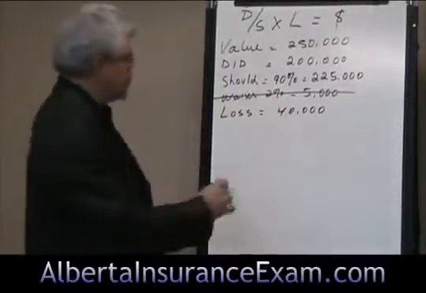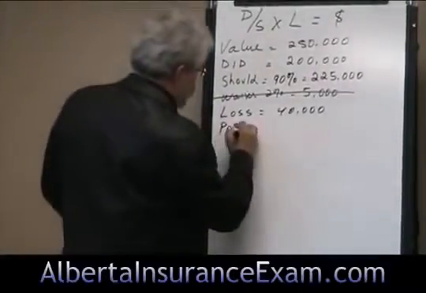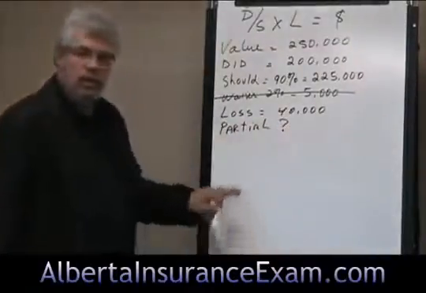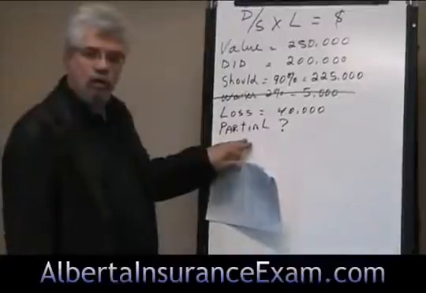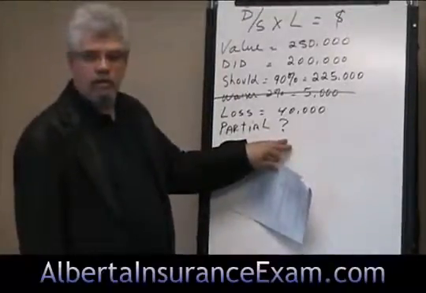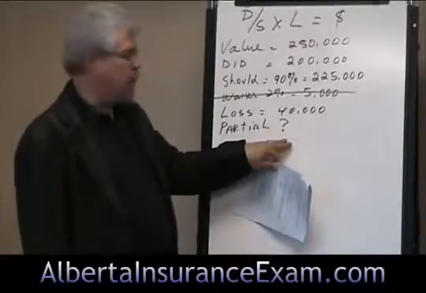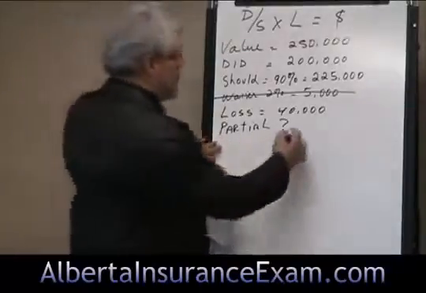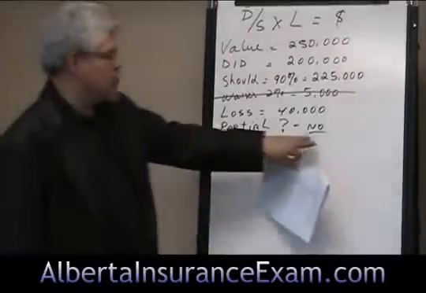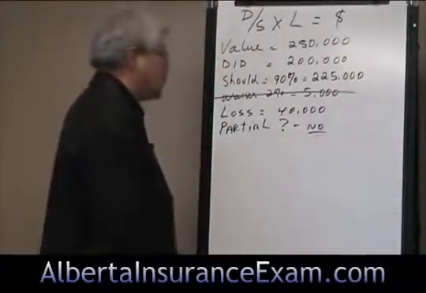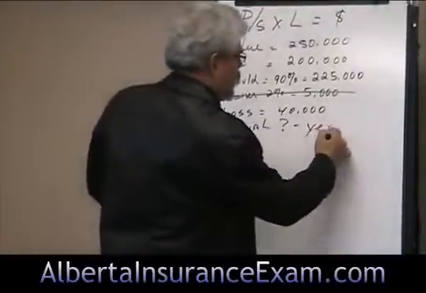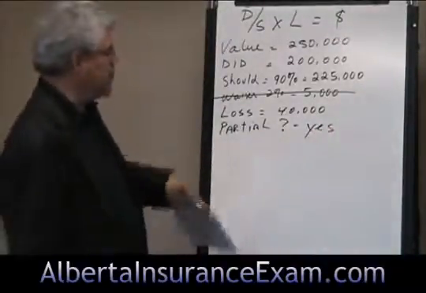One more question you need to ask, and this one is pretty evident, is: is this a partial loss? Because in order for coinsurance to kick in, the loss has to be a partial loss. Coinsurance only applies to partial loss. So is this a partial loss? No, then we stop. Yes, it is a partial loss, sorry. Then we go ahead and calculate. That's our elimination.